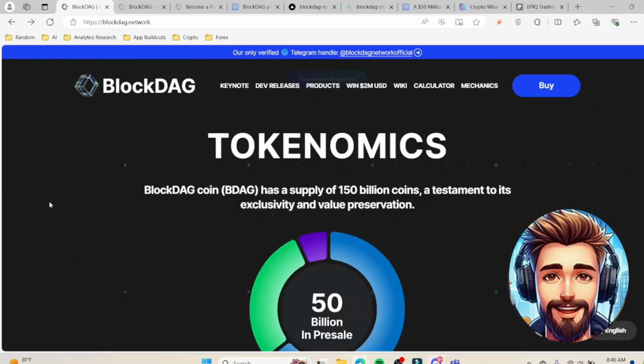Now, as far as the tokenomics go, there's going to be a total of 150 billion coins. 50 billion are being sold in the pre-sale. So it is finite. It is deflationary. Now, just to put it into perspective, Bitcoin is at 21 million coins. So it does have a lot of room for growth, but it's not going to be valued at $60,000 anytime soon.